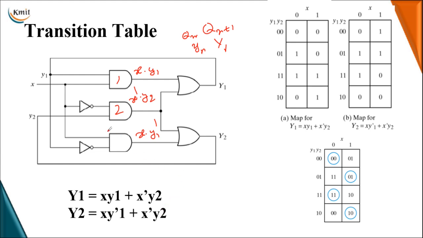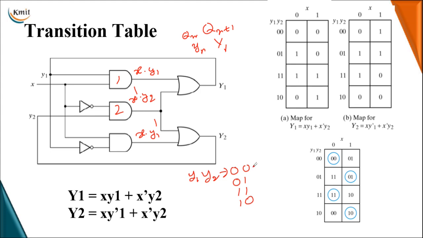Now, by replacing the possible present states y1, y2, the combinations of two present states: if you have two present states, the possible assumptions on your present states are four. So 0 0, 0 1, 1 1, as well as 1 0.